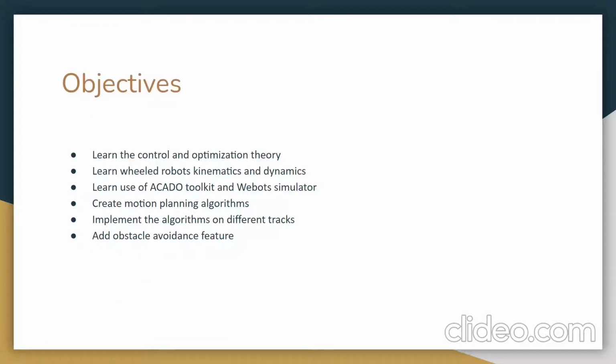The objectives of the capstone project at first were to learn the control and optimization theory, learn wheeled robot kinematics and dynamics, and learn how to use the Matlab ACADO toolkit and Webots simulator. As we have learned that, the next objective was to create motion planning algorithms, implement these algorithms on different tracks, and in the end add a feature in terms of obstacle avoidance.